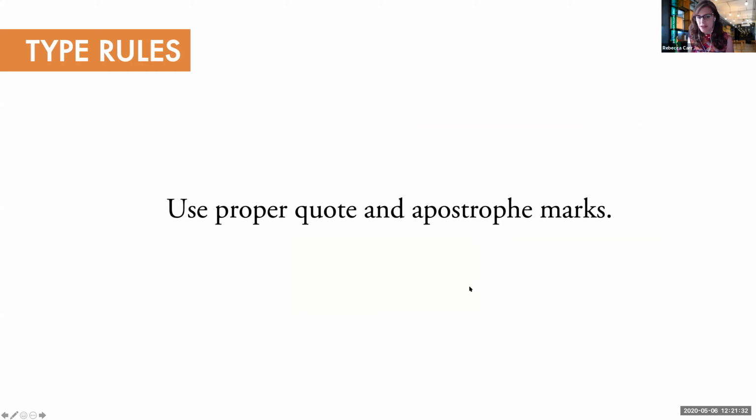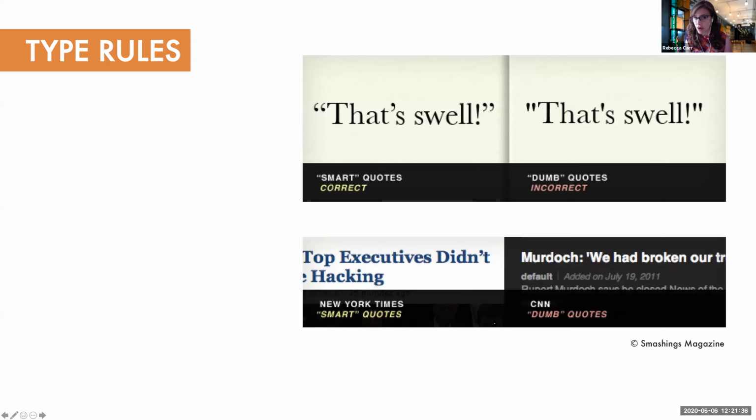Use proper quotes and apostrophe marks. A lot of times the software will do this for you, but sometimes it doesn't, so it's good to take note of it. These are what they call smart quotes, the curly quotes. This is what we want to use when we're quoting something someone said. They're nicknamed dumb quotes when this is the default sometimes, and I see this a lot in television, where you have the straight up and down quotes.